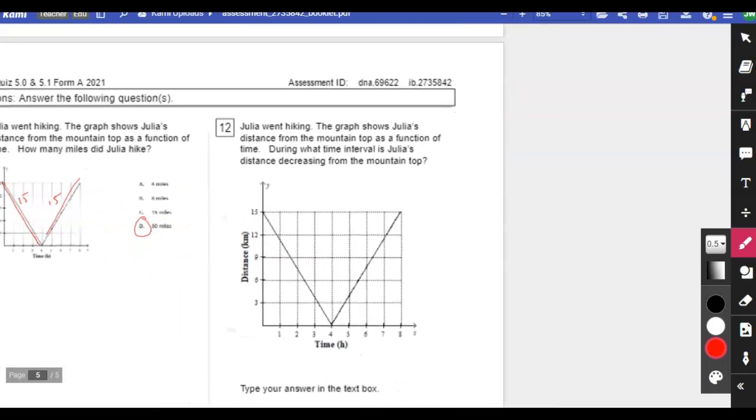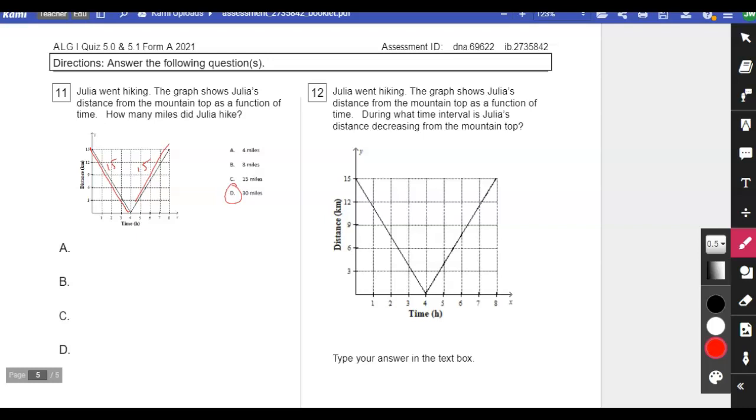And our last question, number 12, says Julia went hiking. The graph shows Julia's distance from the mountain top. So kind of the same thing. Oh, it is the same thing. Now it says, during what time interval is Julia's distance decreasing from the mountain top? So when is her distance going down? So when is that interval decreasing? It's right here. You have a negative slope.